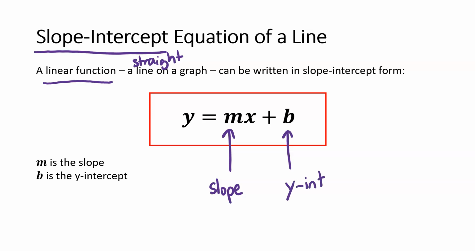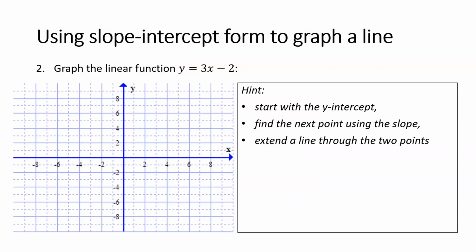So slope-intercept form is y equals mx plus b. m is your slope, b is your y-intercept. So let's use this slope-intercept equation of a line to graph a line. Here we have a function y equals 3x minus 2. So we know from this that your y-intercept equals -2, and your slope equals 3. That's what the equation tells you.